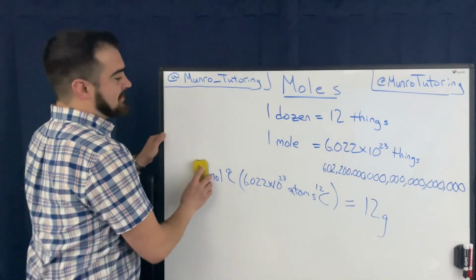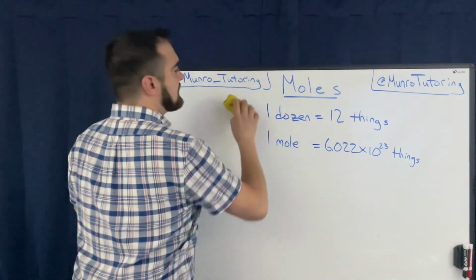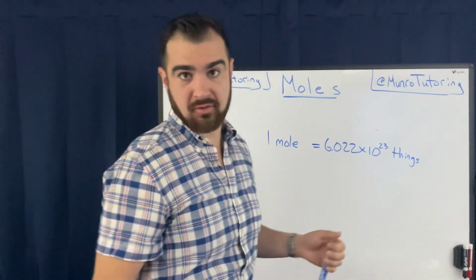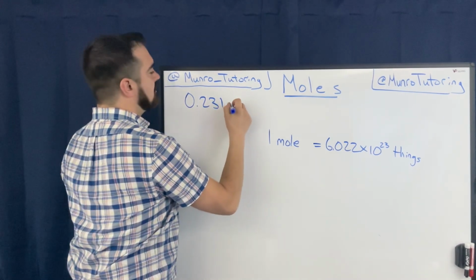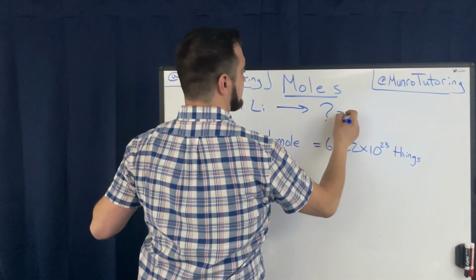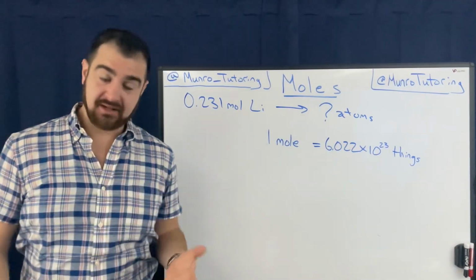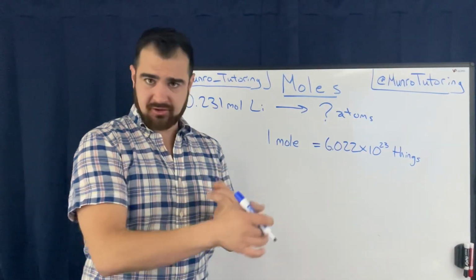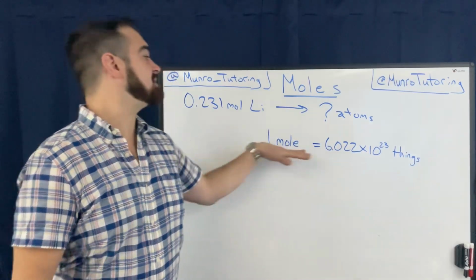So now let's do an example problem. And let's say we have a question and they are asking us how many atoms are in a certain number of moles. So let's say we're given 0.231 moles of lithium, and they're asking us how many atoms that is. So when we're asked for a quantity of things, and again, those things are typically going to be atoms, molecules, ions, particles, something like that, we're going to be thinking of Avogadro's number and the definition of a mole.